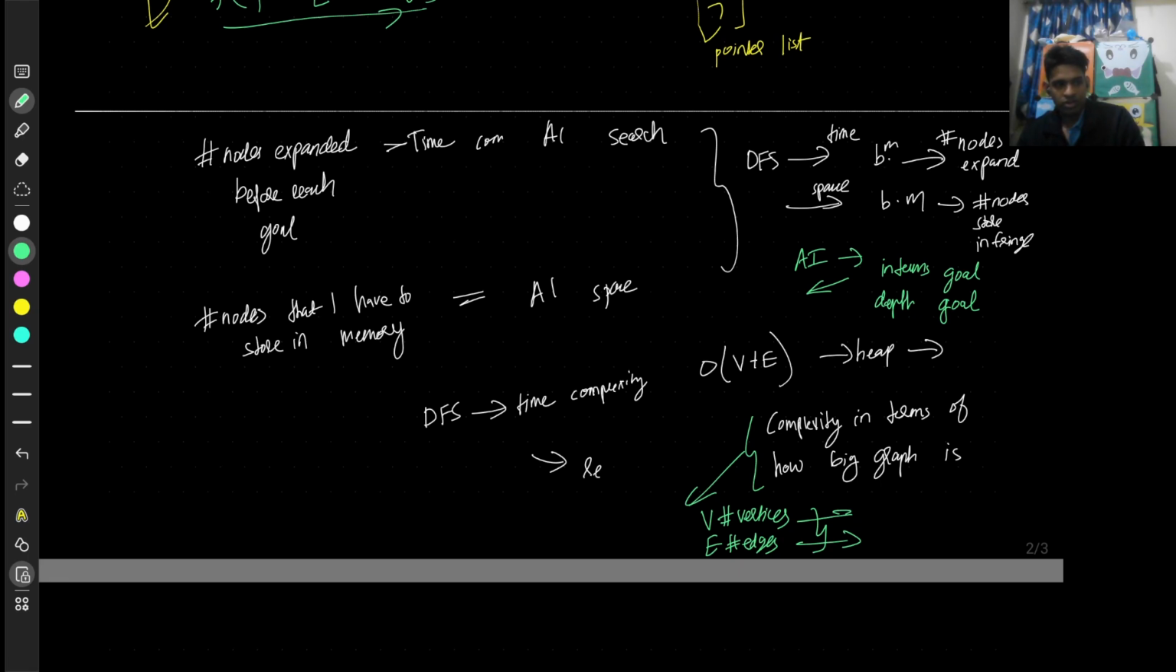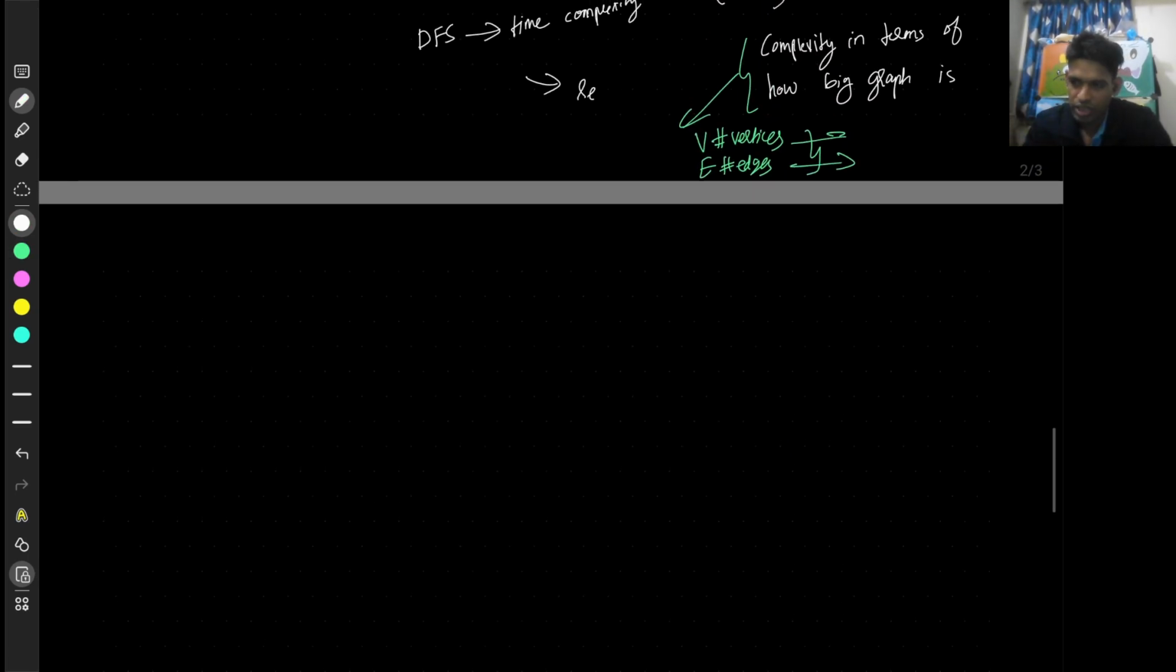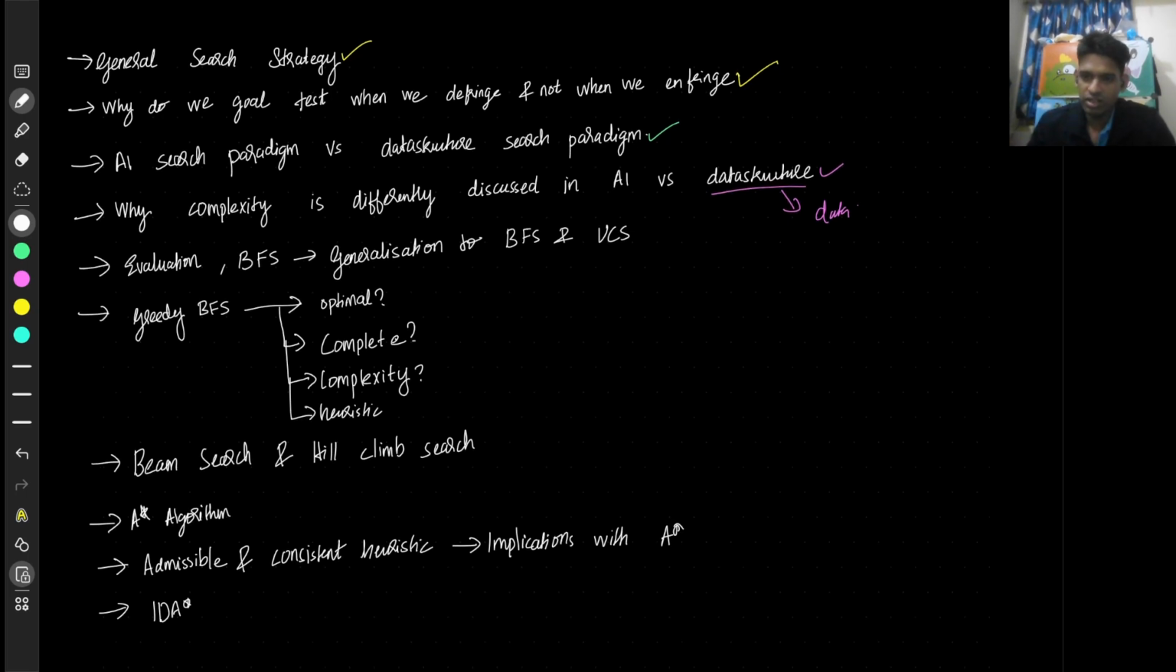So this is the difference when you compare data structure complexity with AI complexity. This is what you have to keep in mind. Both are different paradigms. The algorithms look the same, but they are applied in entirely different use cases, entirely different problems. You cannot think of them as the same problem.